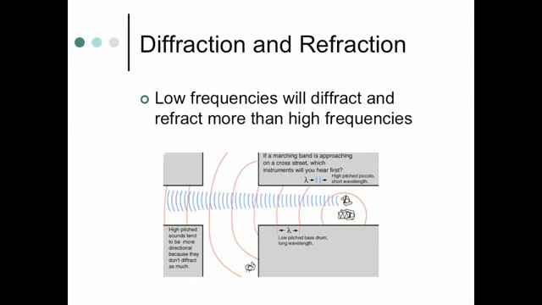Low frequencies tend to diffract and refract with more efficiency than high frequencies. If we're talking about an obstacle in the way of the sound, like I'm at the movie theater and there's this gigantic person sitting in front of me, right? The sound is going around and I'm still able to hear the picture, the sound. It's because low frequencies are much larger than the objects that are blocking them.